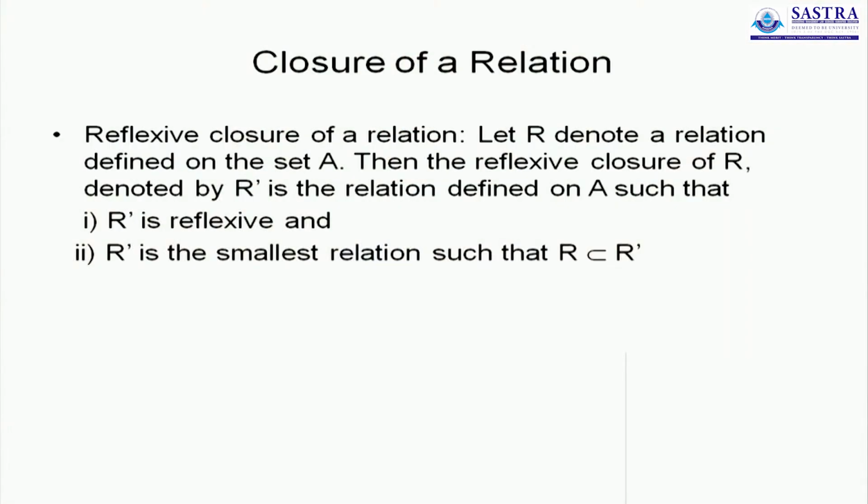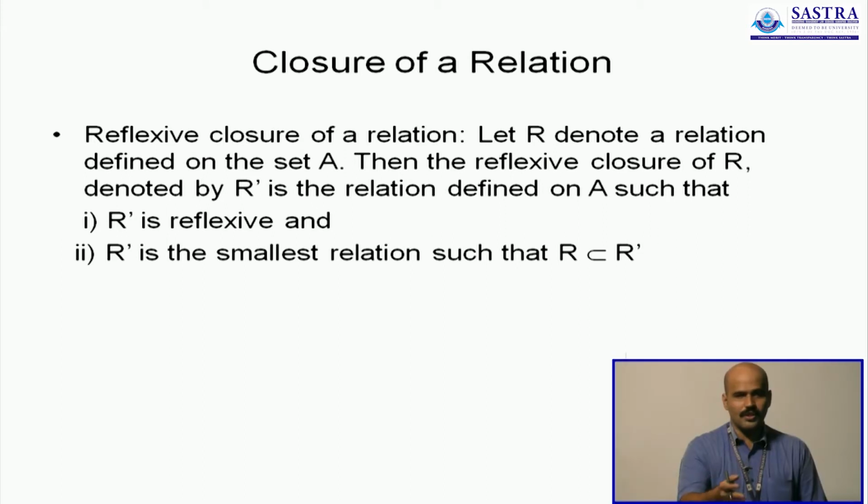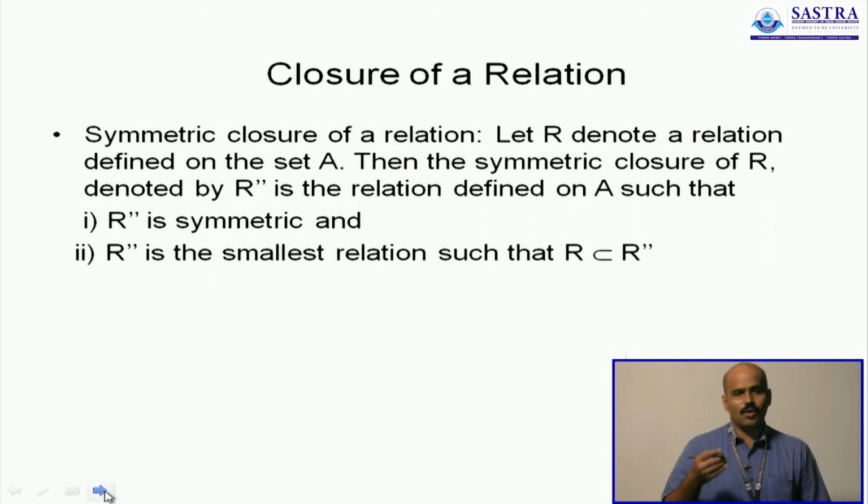The reflexive closure, the definition of which is on your screen, is another relation R dash which satisfies two conditions. Number one, it should also be reflexive, and number two, it is the smallest relation that contains the actual relation R. Similarly, a symmetric closure is also a relation defined on the same set which satisfies two conditions. It is also symmetric, and number two, it is the smallest relation that contains the given relation R.